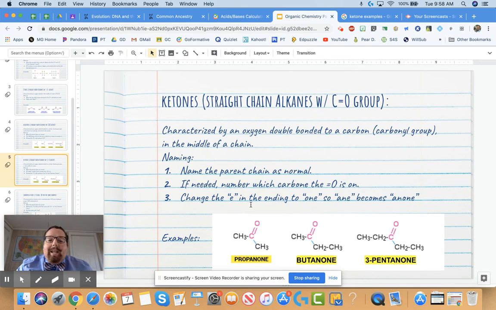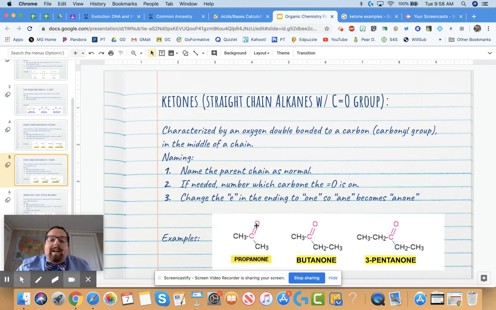And then at the beginning, if you need to, basically if it's more than 4 carbons, you need to specify where that double bonded O is attached to. So for propanone, there's 3 carbons here.